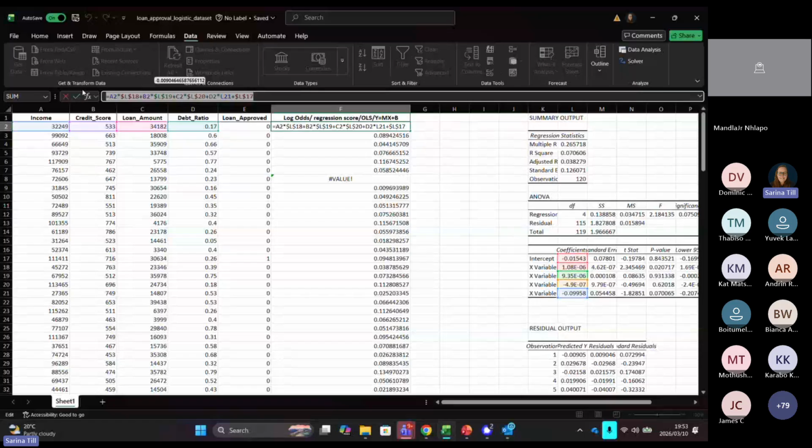Nobody's watching me. So it is income times income slope, not the intercept. Make that an absolute value, plus credit score times credit score slope, make that an absolute value, plus loan amount times loan amount slope, make that an absolute value, plus debt ratio times debt ratio slope, make that an absolute.